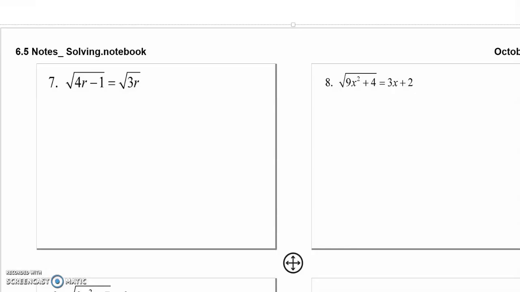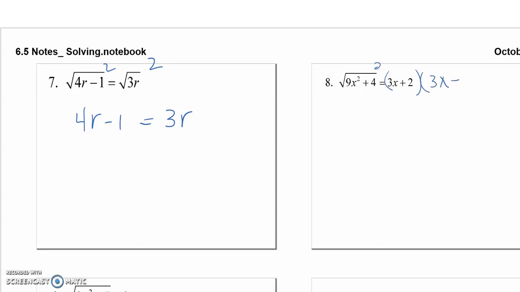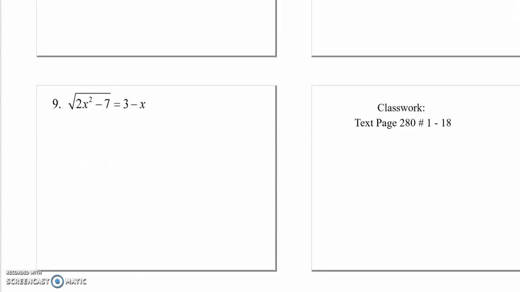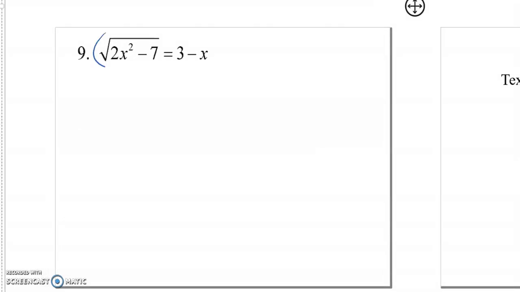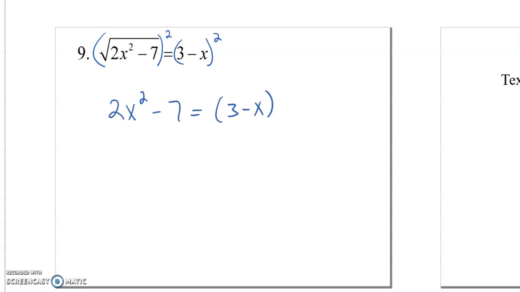To try, this is not a quadratic, this is just easy. Square, it's 4r minus 1 equals 3r, and you would solve. This one's going to be a quadratic when I square. You're going to get 9 squared on both sides, so that one you can work out. What I'd like you to do is take a second and try this one, in which you square this and you square this, which means 3 minus x and 3 minus x. So would you take a second and see how far you get on that? Please pause the video and give yourself a second to try it.